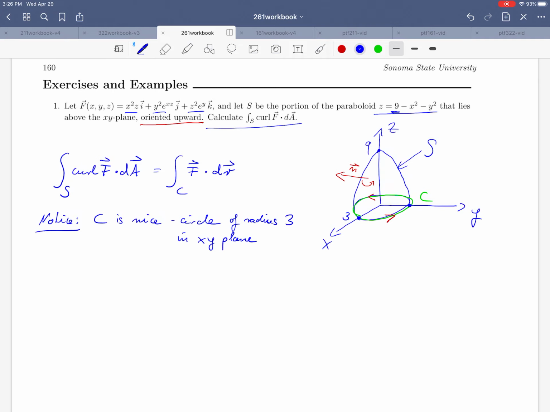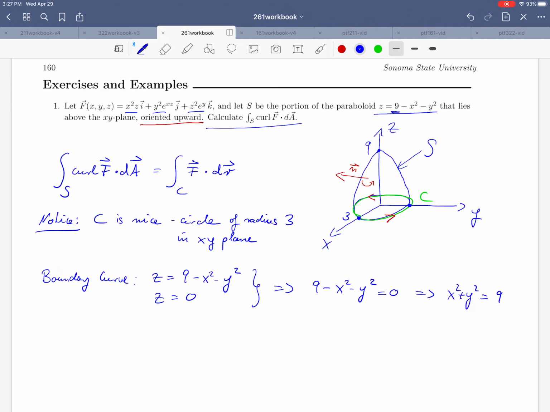So our boundary curve, let's just confirm. We have z equal to 9 minus x squared minus y squared intersected with z equals 0. Together that gives 9 minus x squared minus y squared equal to 0. And that, just to confirm, is x squared plus y squared equal to 9. That is our circle of radius 3.